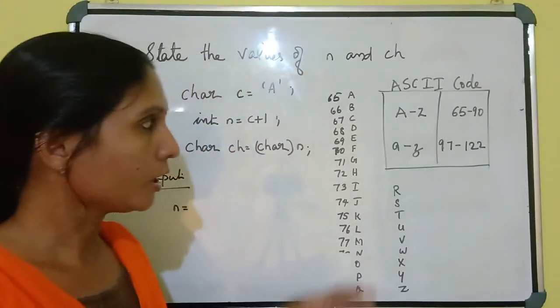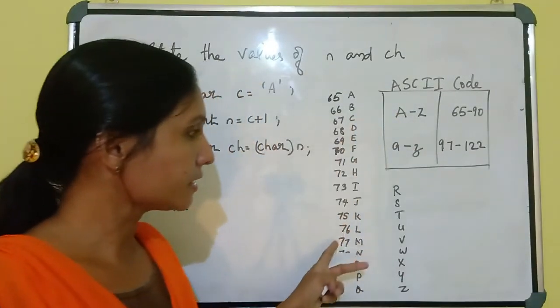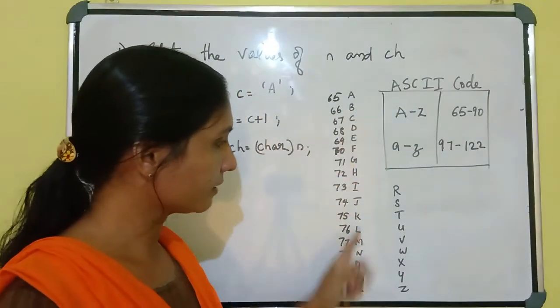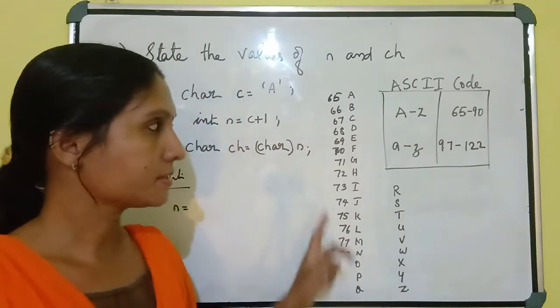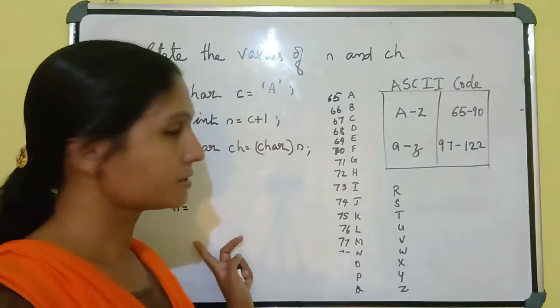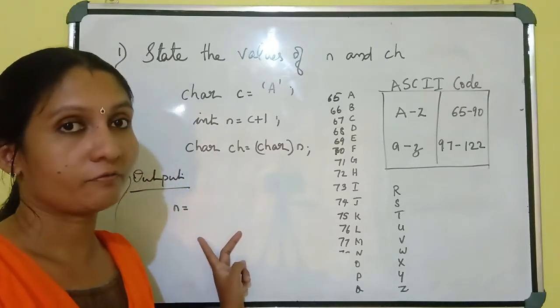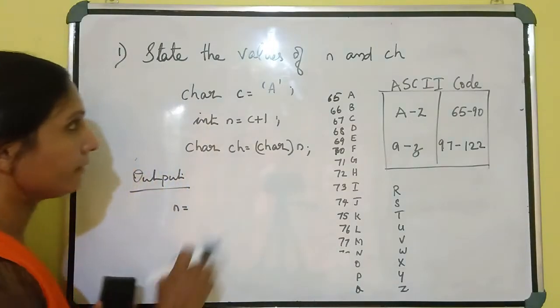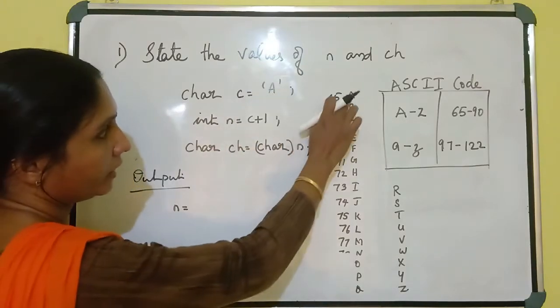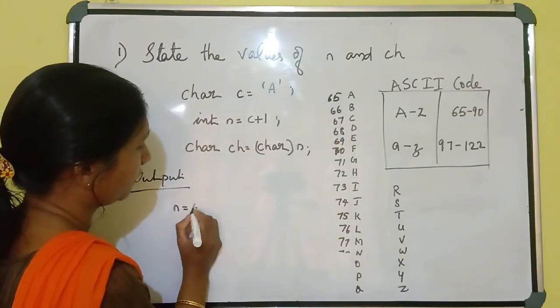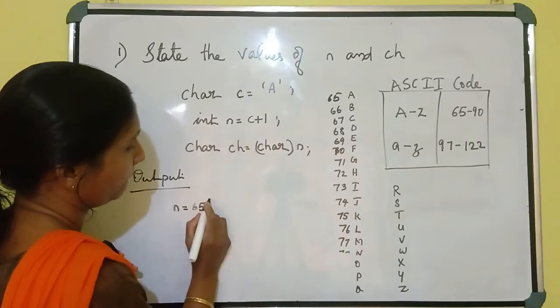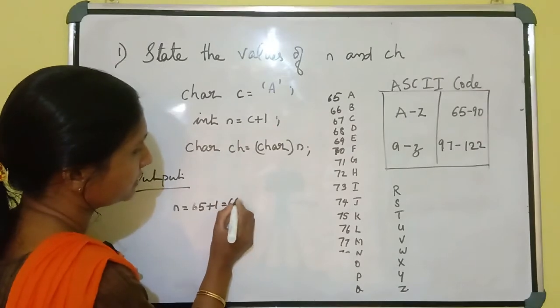Okay. Then you have to find out the equivalent ASCII code value like this. You have to write like this. Then you will get the equivalent ASCII code value. Then you have to write the equivalent ASCII code value here. Then only you can solve this problem. Okay. I will apply the equivalent value of A, which is equal to 65. That means 65 plus 1, you will get 66.